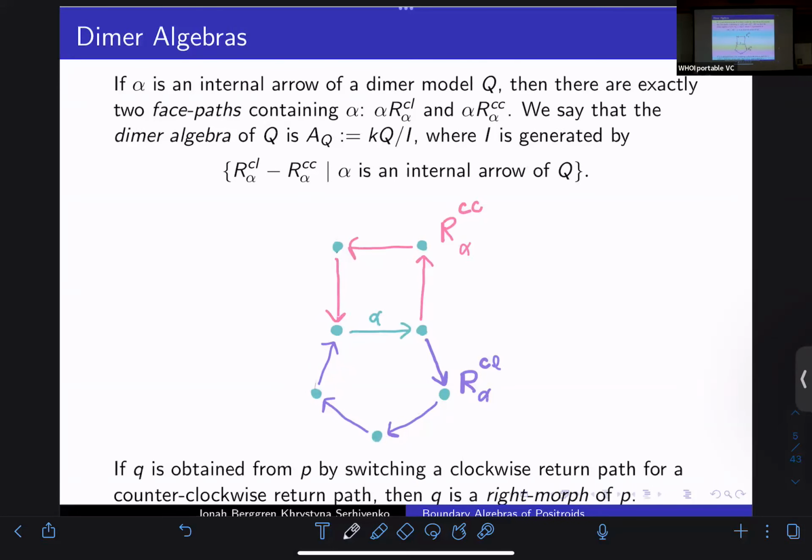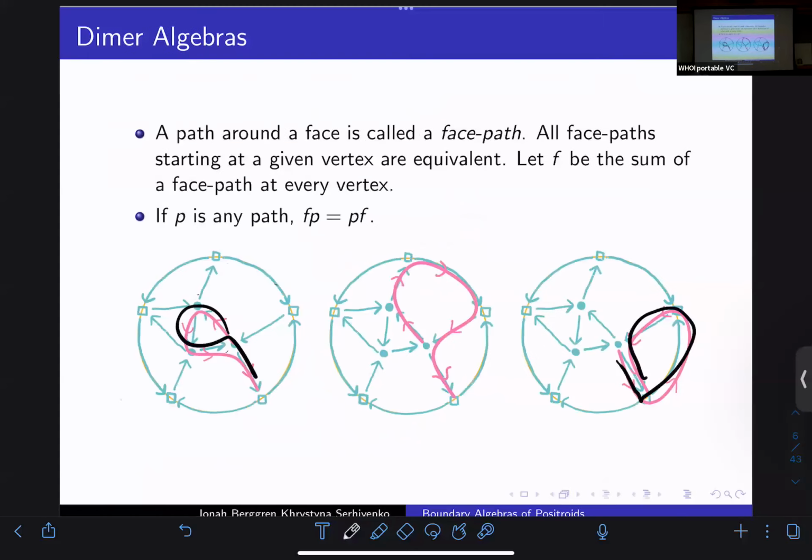And morally, I sort of think of this as taking this path here and sort of morphing it along through alpha. There's actually a homotopy that you get to this path in the other direction. And we're going to use the word morphs for this. So the elements of our dimer algebra are going to be equivalence classes of paths under doing these basic morphs.